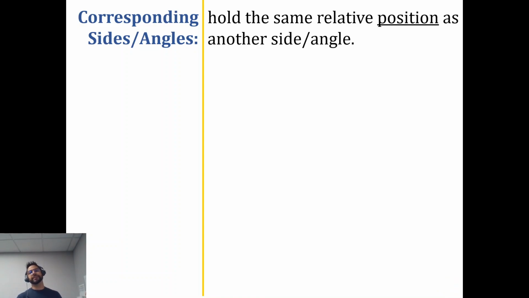Corresponding sides and angles hold the same relative position as another side or angle. I like to think about it as being in the same location, if you will. You may have to turn your head a little bit, turn the paper a little bit, but you're trying to find where they are in the same location, kind of like matching. The marks and arcs tell us that they are congruent, which would be the same measurement or the same length of a side. But again, kind of like a matching game you guys did in maybe preschool. Similar here.